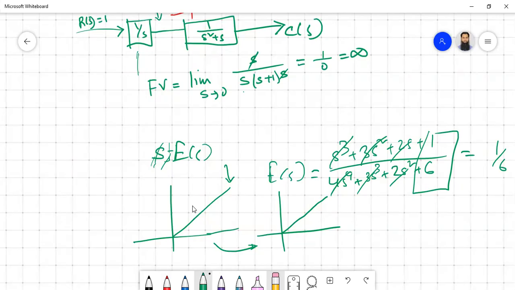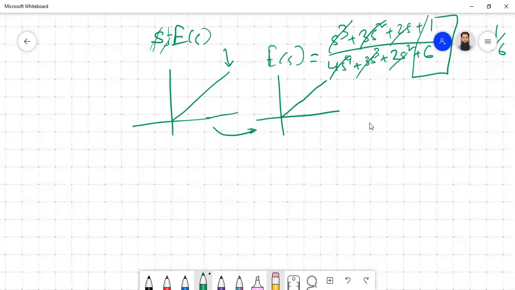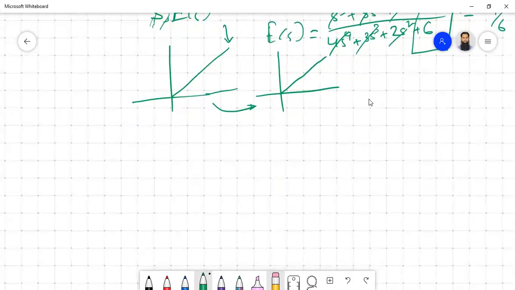Now, let us finally derive the steady state error. There are two ways we can derive the steady state error for a control system with unity feedback. So basically there are two broad ways. One is for the unity feedback system.